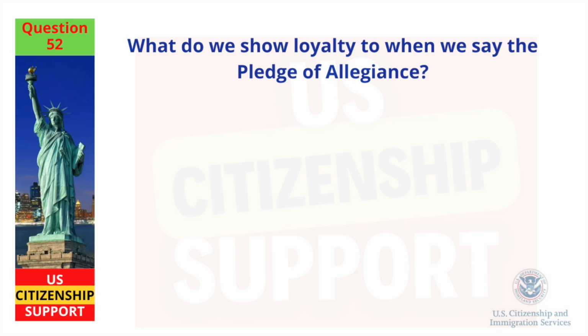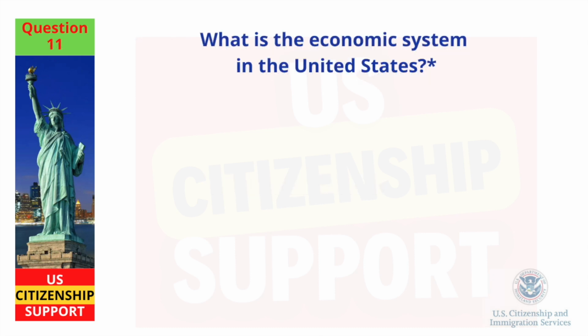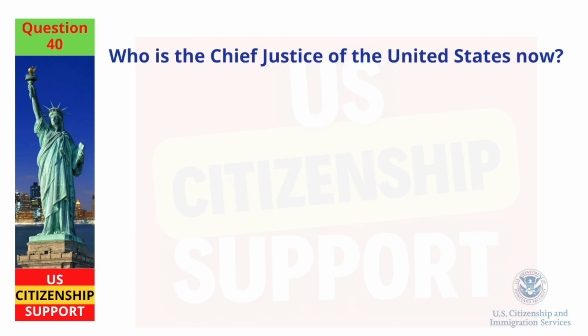What do we show loyalty to when we say the Pledge of Allegiance? The United States. What is the economic system in the United States? Market economy. Who is the Chief Justice of the United States now? John Roberts.